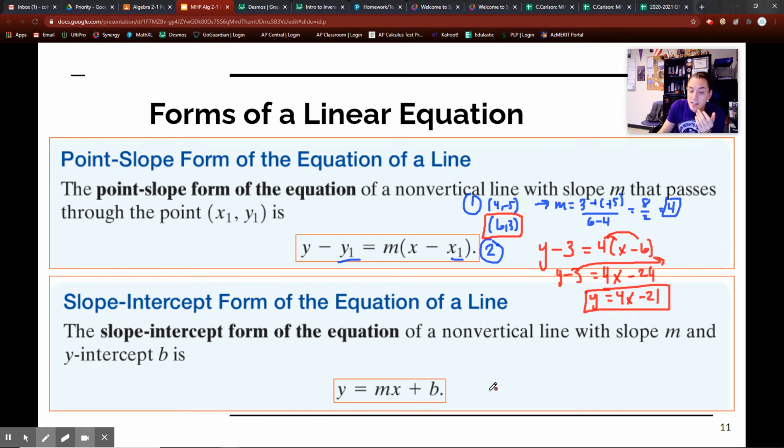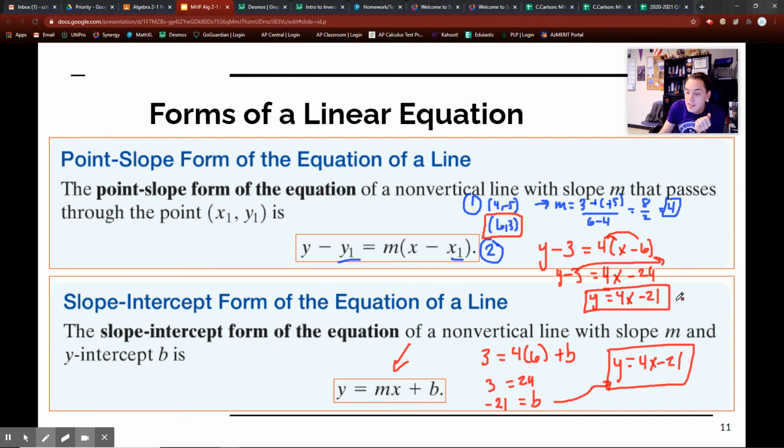Now, what if I did it this way? Let's just say I'm given these 2 points, and I found my slope to be 4. But I need to find my b value. My b value here is -21. But what if I want to find my b value? What you could do is take the same point and just plug it in here. So my y is 3, my x is 6. So this is 3 equals my slope 4 times my x, which is 6, plus b. So this is 24, and this is 3. And so this becomes -21 equals b. And then now I can plug it together, y equals 4x minus 21. Notice how you still get the same thing.